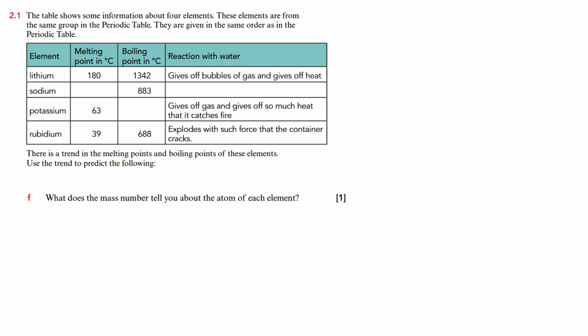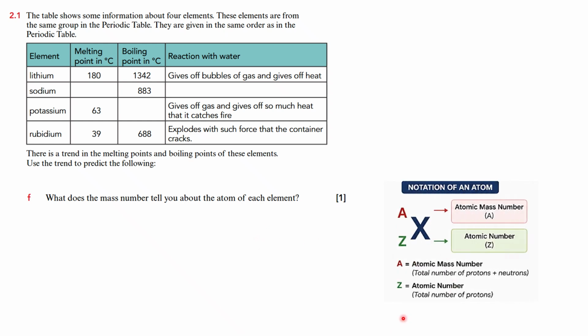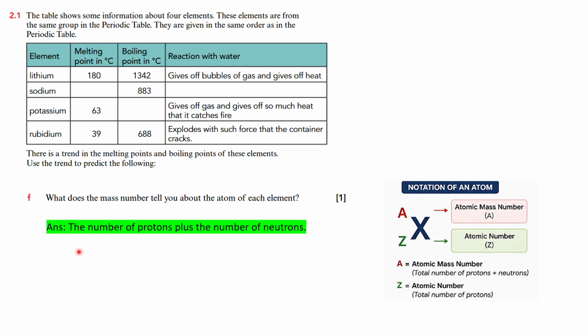Now the next question is, what does the mass number tell you about the atom of each element? Well, as we have discussed just now, the atomic mass number is the sum of the number of protons and the number of neutrons. So it will tell you how many protons and how many neutrons there are, or in general you can say that the sum of protons and neutrons can be obtained from the atomic mass number. So as you can see over here, this is how you will write down the answer for this question.